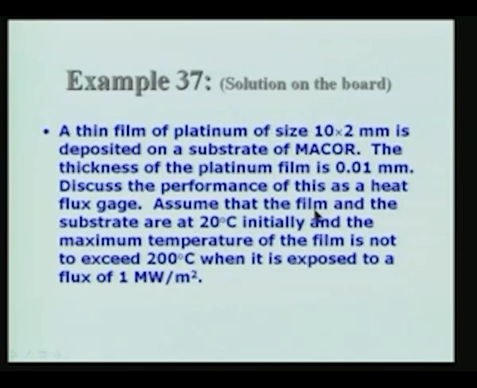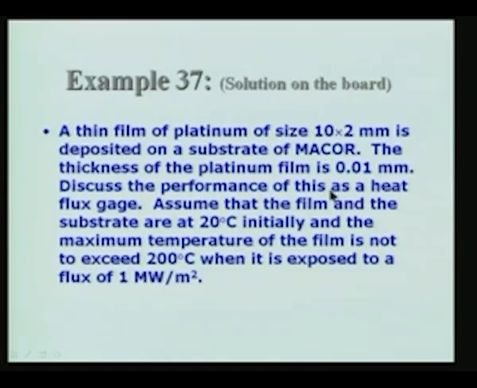So, with this we will look at a simple solution to a simple problem, so that the numbers become clear to us. So, we have a thin film of platinum of size 10 by 2 millimeters, 10 millimeters long and 2 millimeters wide. It is deposited on a substrate of Macor. The thickness of the platinum film is 0.01 millimeters, 10 microns.